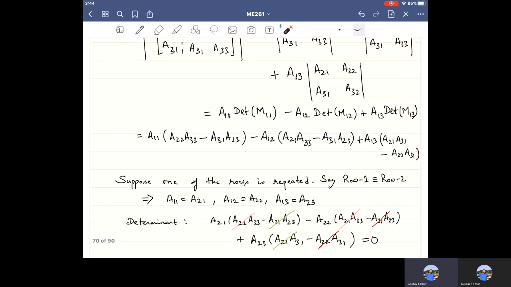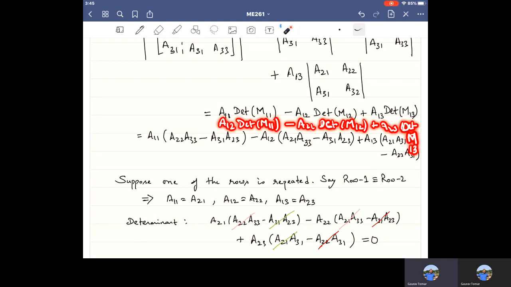Now suppose you repeat one of the rows. If by mistake you start writing A12 into the determinant of M11, minus A22 into the determinant of M12, plus A23 into the determinant of M13, sorry, here the determinant of M13. So you'll get this.